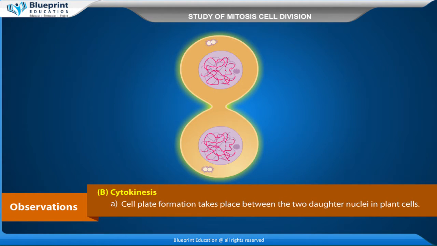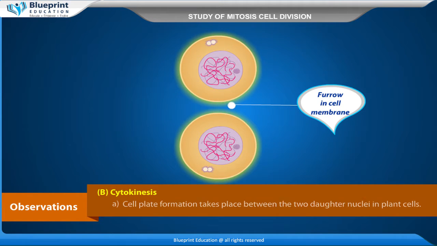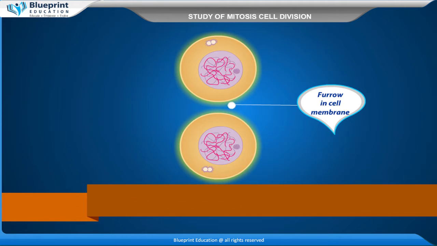Cytokinesis. Cell plate formation takes place between the two daughter nuclei in plant cells. Two daughter cells are formed.